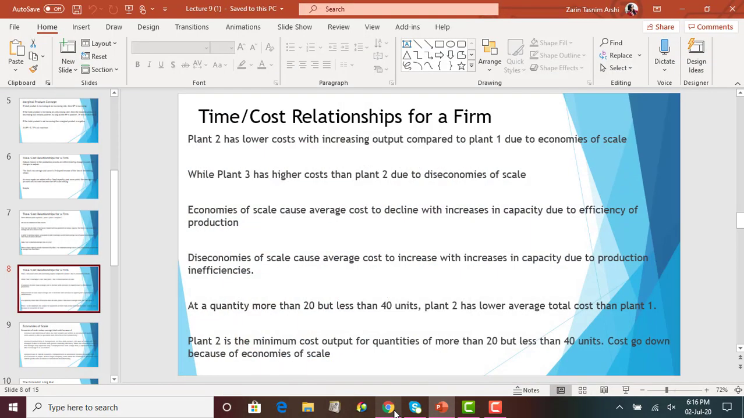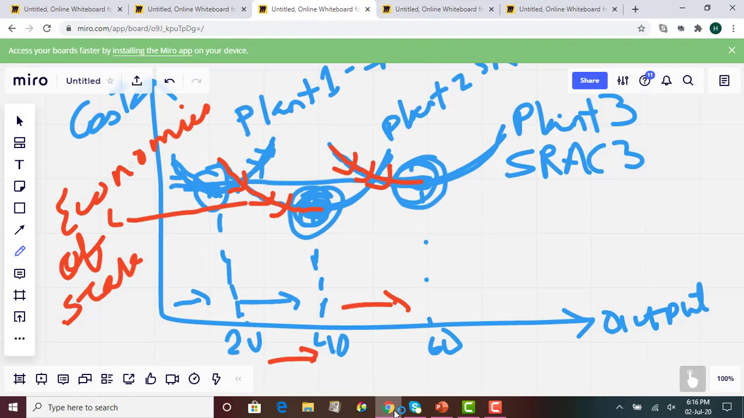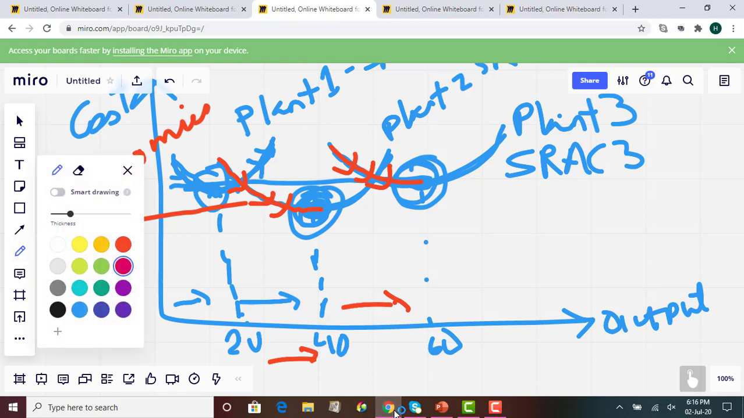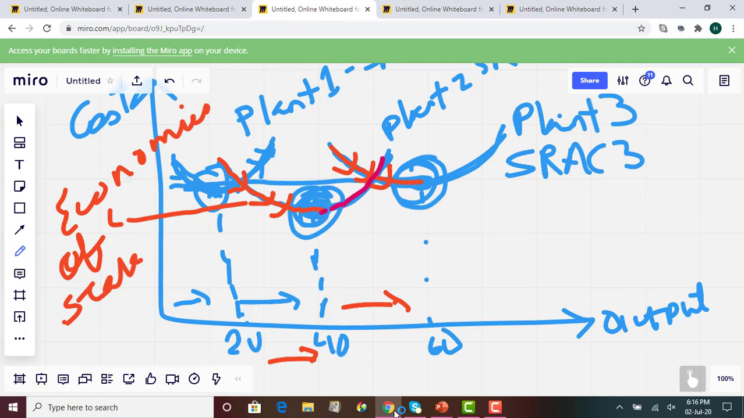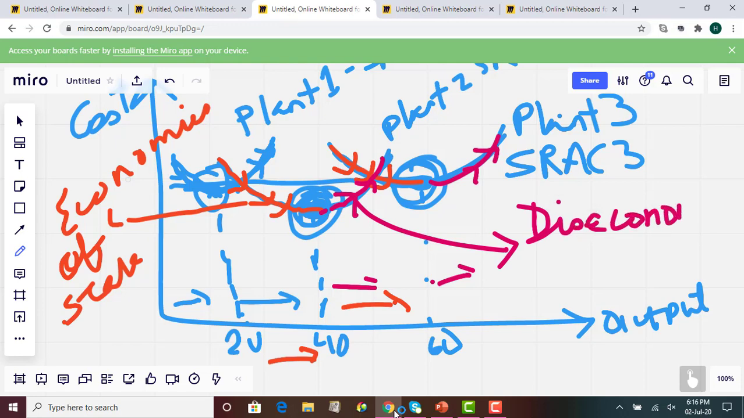On the other hand, diseconomies of scale occur when your average cost starts going up with increase in output due to inefficiencies in production. So because of production inefficiency, average cost starts going up as you start increasing output. And this portion, this magenta portion, represents diseconomies of scale. Which means your average cost starts going up because of increase in output due to production inefficiency. Economies of scale means average cost starts going down because of increase in production or output because of production efficiency.